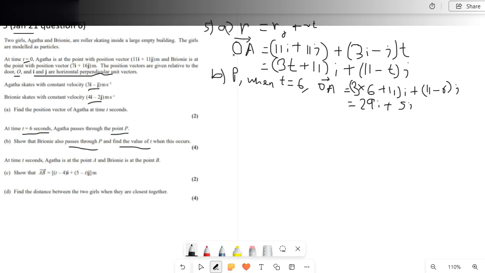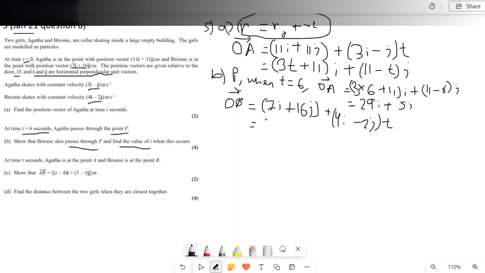Now similarly, like we did with part A, we have to find the position vector of Bryony, or OB. So using the same formula, r is equal to r naught plus vt, we can say that OB is equal to r naught, which is 7i plus 16j for Bryony, plus t into the velocity, which is 4i minus 2j, whole multiplied with t. And so combining the i and j components together, we can find 7 plus 4t multiplied with i plus 16 minus 2t multiplied with j, which is the j component.